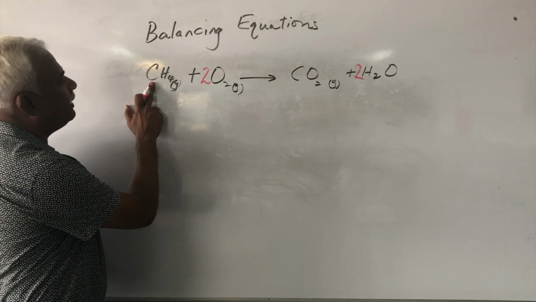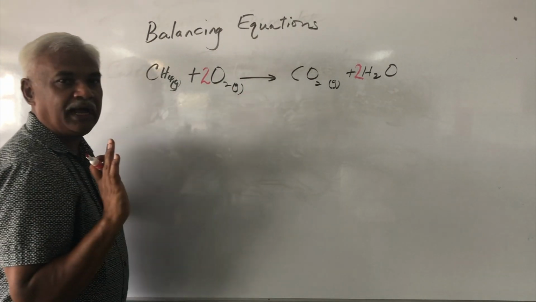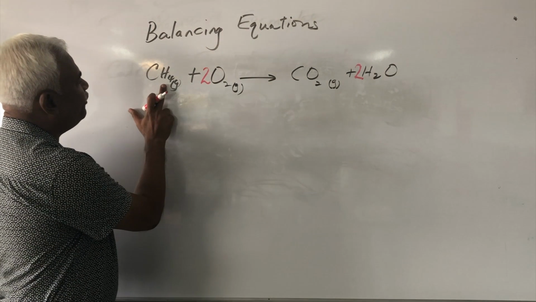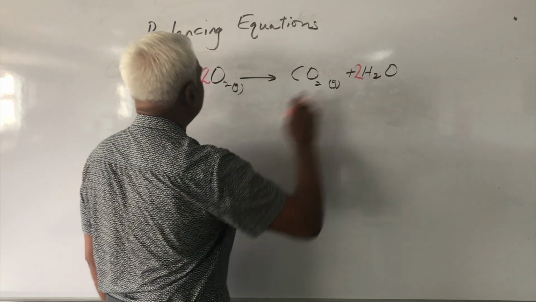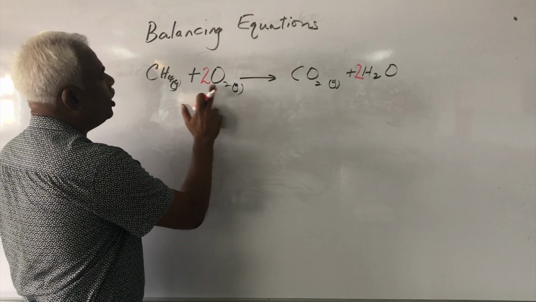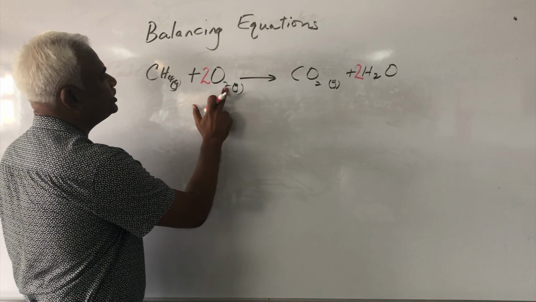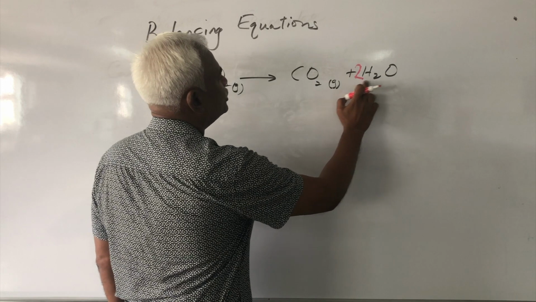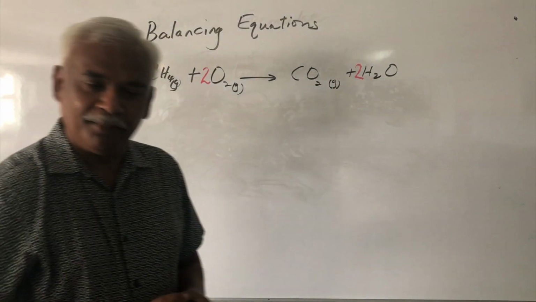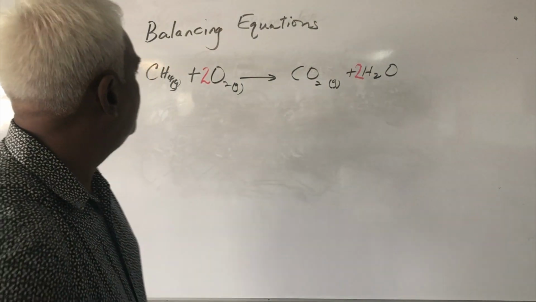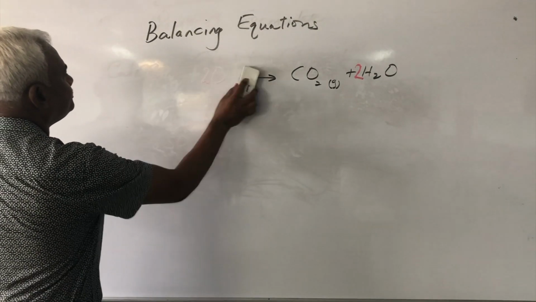Let's check again to see if it is correct. I have 1 carbon, 1 carbon. Carbon balanced. I have 4 hydrogens, I have 4 hydrogens. I have 4 oxygens, 4 oxygens. 2 oxygens plus 2 oxygens give me 4. Balanced. Now, let's look at something else.